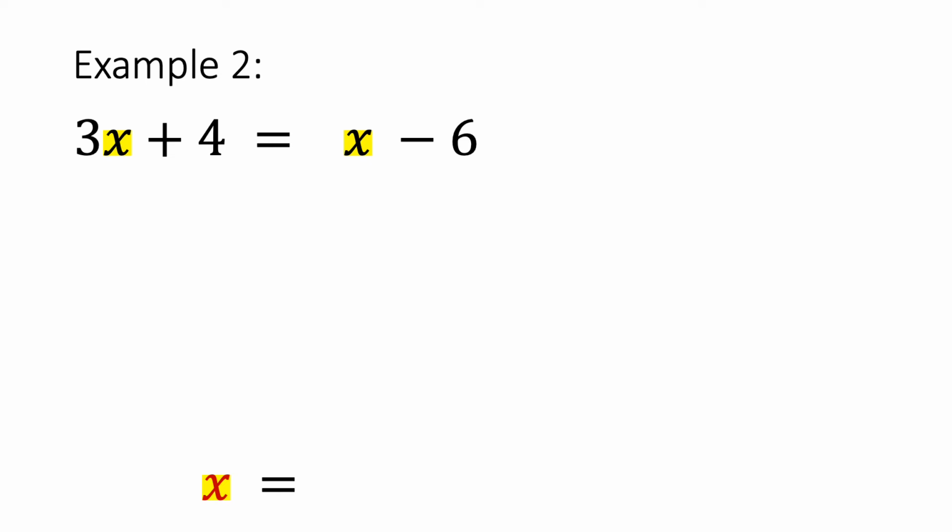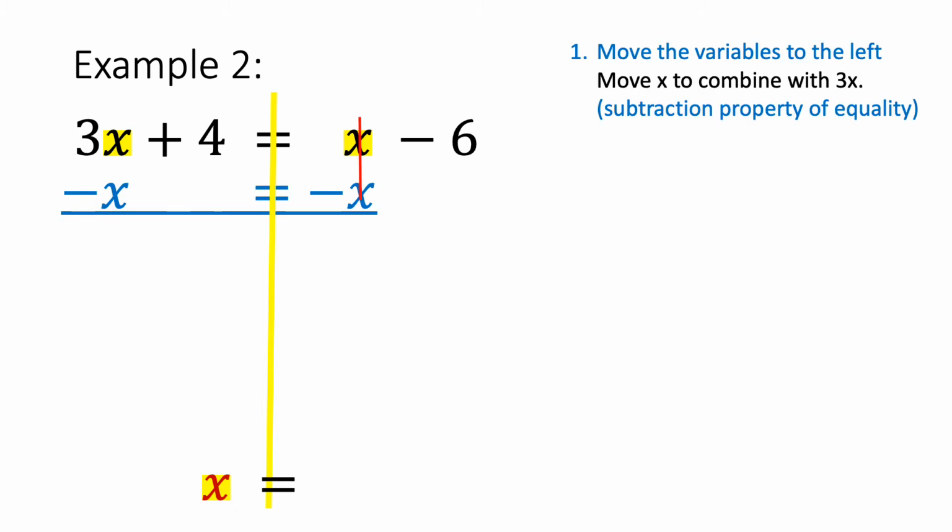In this example, we have a variable on the left and a variable on the right. We also have a constant on the left and a constant on the right, so we're going to need to move the variable terms over to the left and the constants to the right. So we draw a line to keep our work organized. We start by moving the x terms, so we subtract the x from both sides, and we have 2x plus 4 on the left, and this equals negative 6.